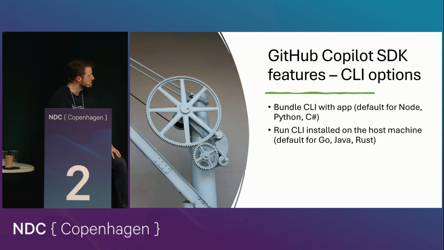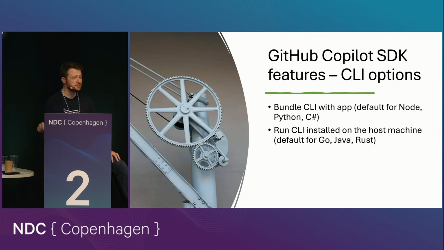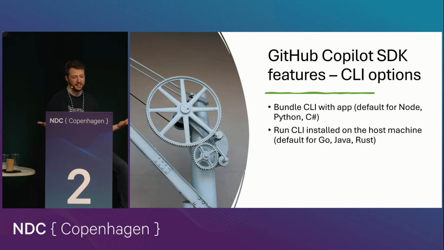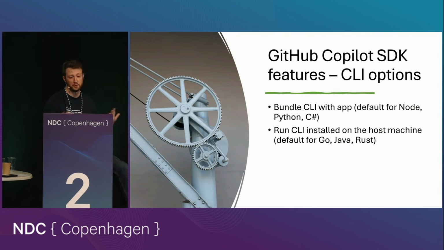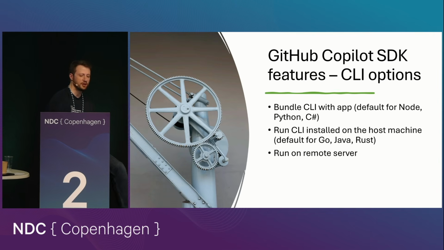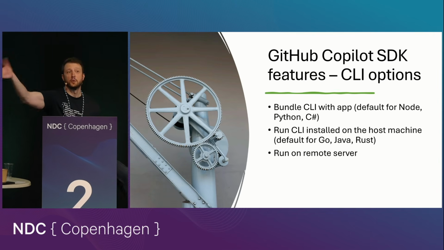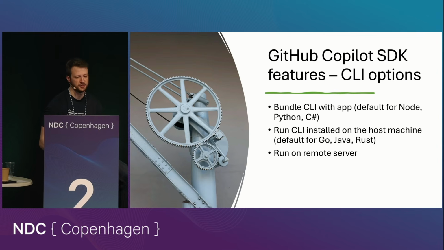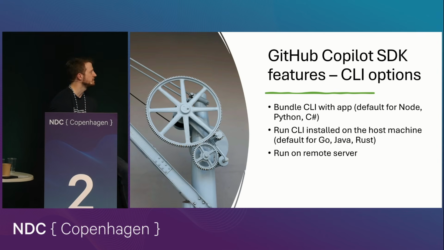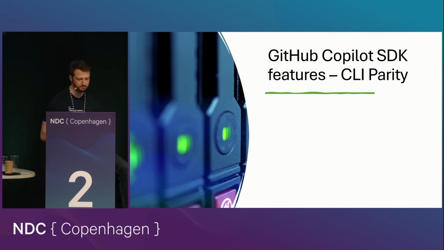But for these other languages, Go, Java, and Rust, it does use the CLI installed on the host machine. So this has some advantages as well. If you're going to have multiple instances of this app running, so if you have a lot of tenants maybe, then you probably just want one CLI process. You can also run the CLI process on a remote server and then give it a URL to hit. We're not going to do that in the demo, but one way or another, it doesn't matter how you slice it, it needs to hit a CLI process, Copilot CLI.